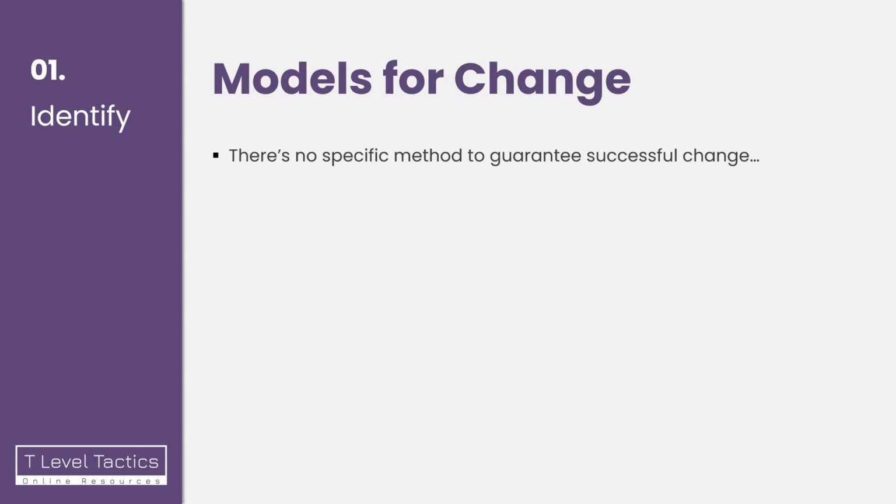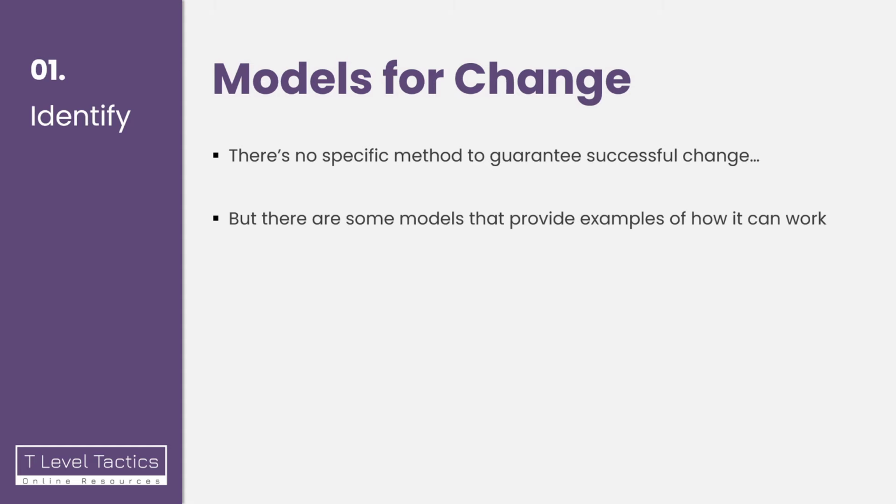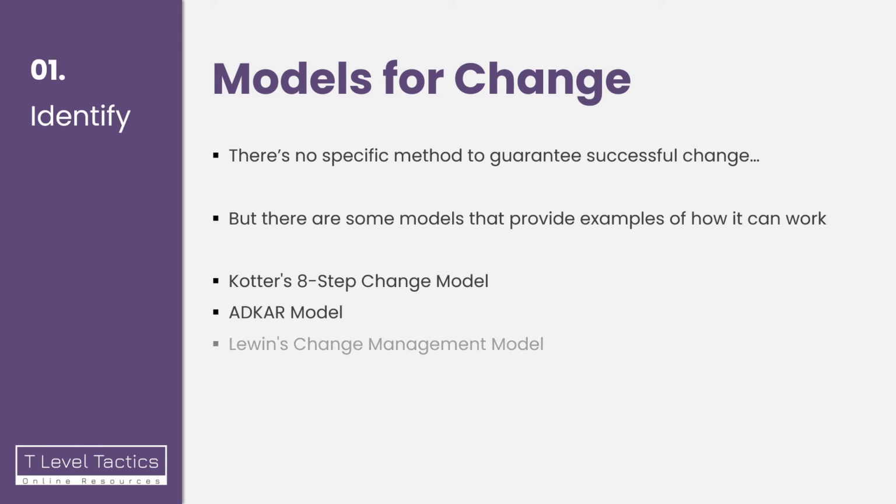There's no specific method to guarantee successful change. There's always a chance that something could go wrong, or perhaps the change that we're implementing hasn't quite been right for the organization. But there are some models that can provide examples of how it can work. There's Kotter's 8-step change model, the ADKAR model, Lewin's change management model, and there's many more.